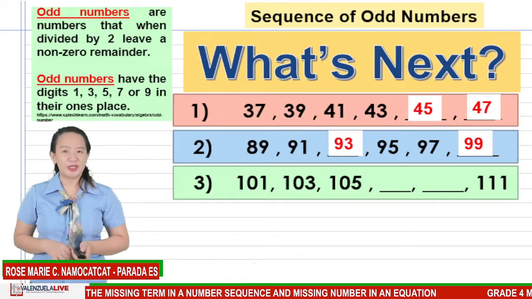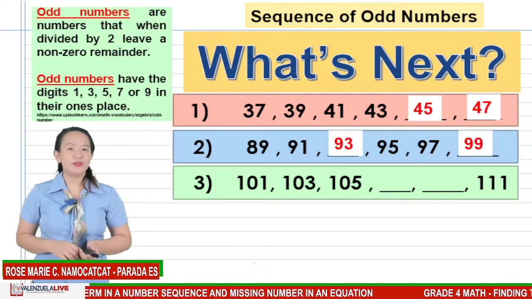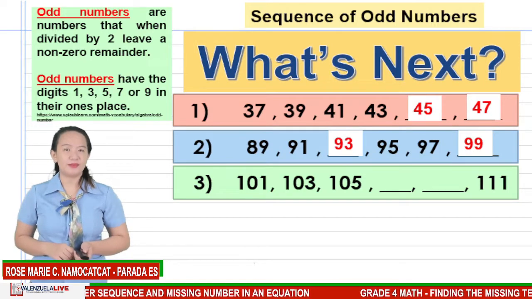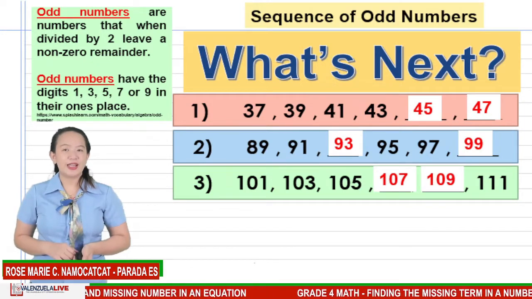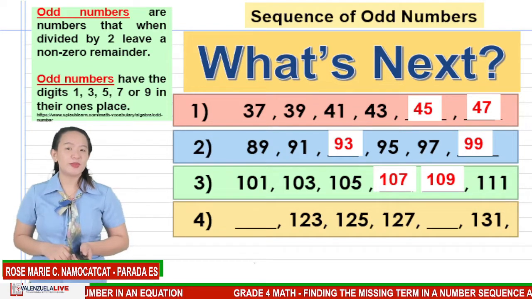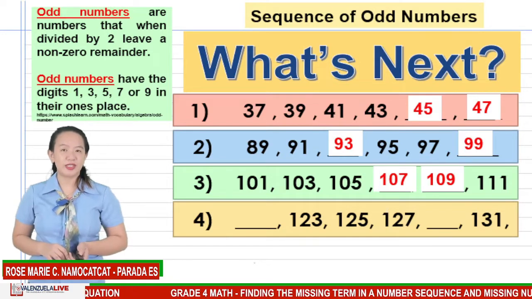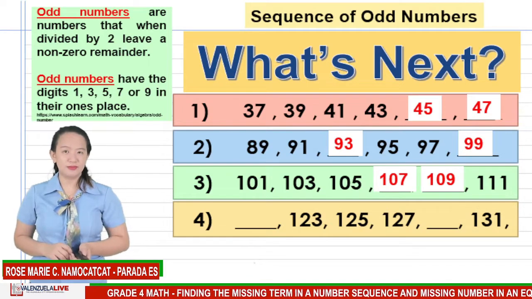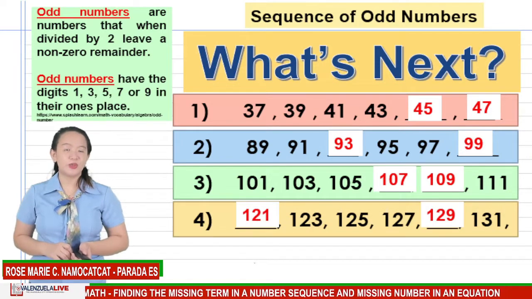The next one, number 3: 101, 103, 105. And what will be the next two numbers? And then followed by 111. Okay, great. It is 107 and 109. So let's have number 4. What is the first missing number? Followed by 123, 125, 127, another missing number, and then 131. Okay, so the first one is 121, followed by 129.